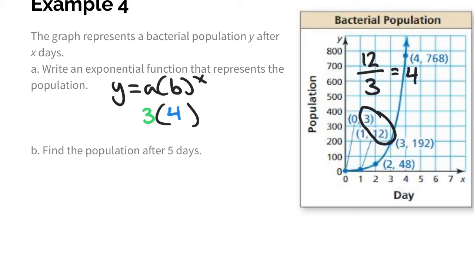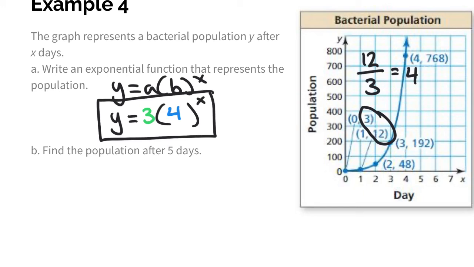And then I would just write my input of x and my output of y. So this would be my exponential function, 3 times 4 to the x. Now the next question says, find the population after 5 days. So notice my graph stops at 4 days. So what would be next? Well, we could follow the pattern, again, of multiplying by 4 every single time.